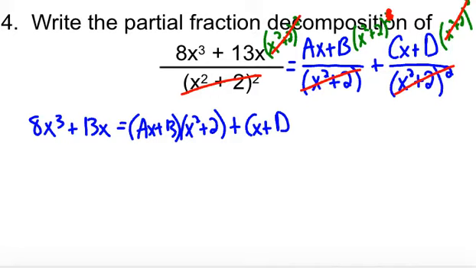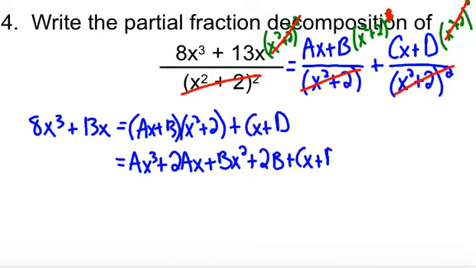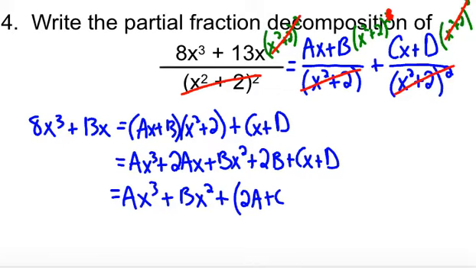d. All right, just like before, I'm going to distribute and expand the right-hand side. So I get ax cubed plus 2ax plus bx squared plus 2b plus cx plus d. And then I'm just going to rearrange that right-hand side, getting my like terms together. There's not that many. We have ax cubed, bx squared. We do have 2ax and cx, so we can do 2a plus c and then put the x on the outside. And then we also have 2b plus d.